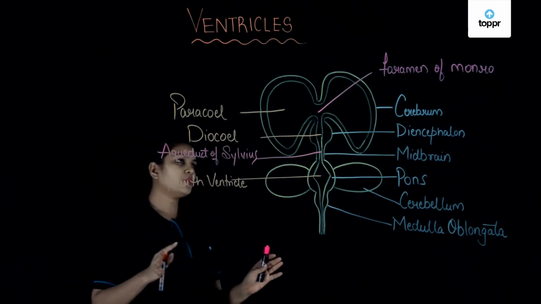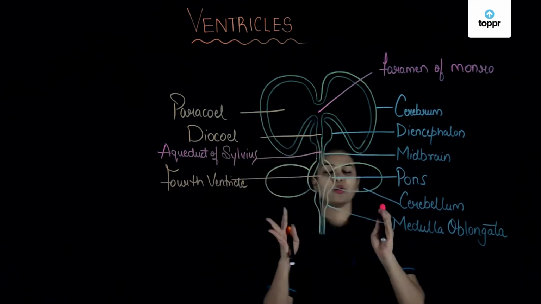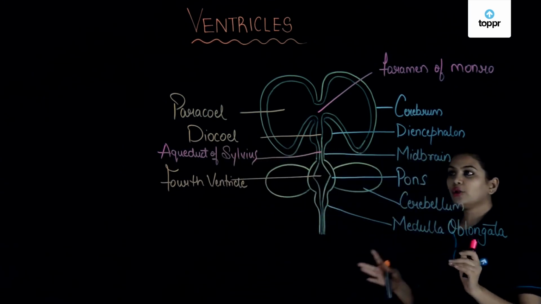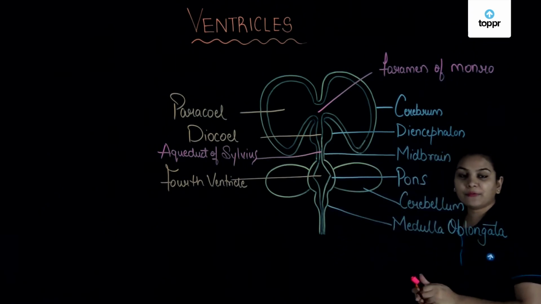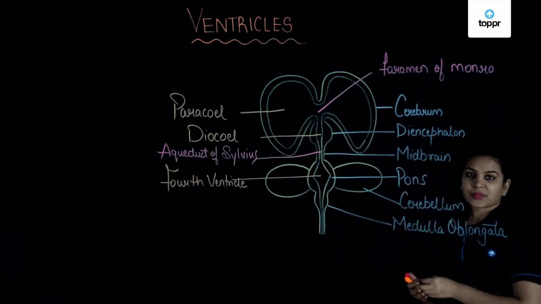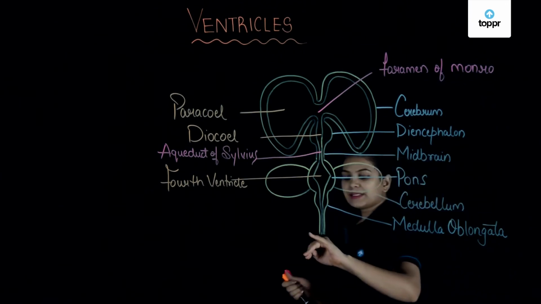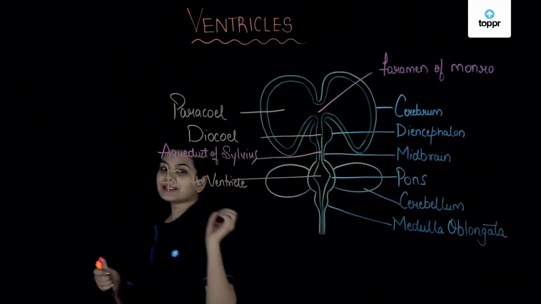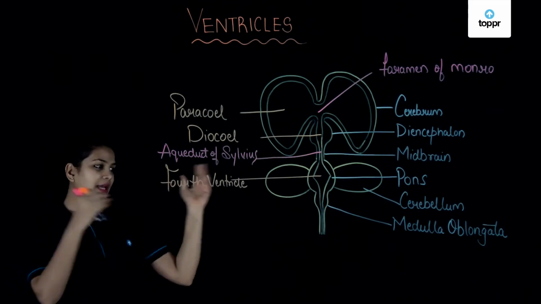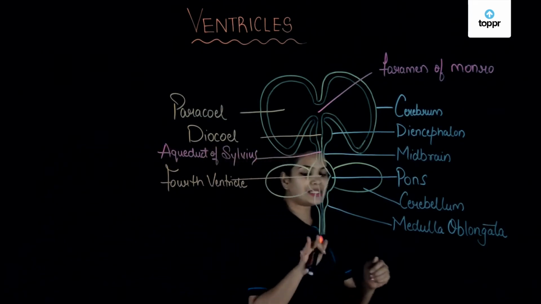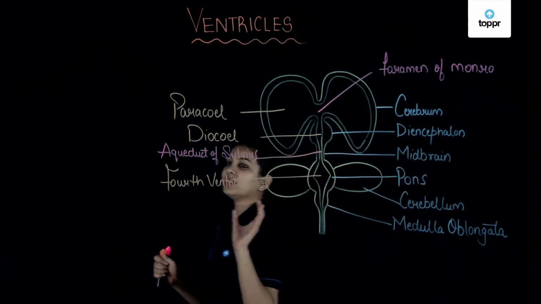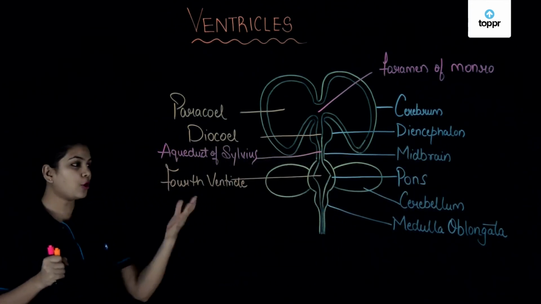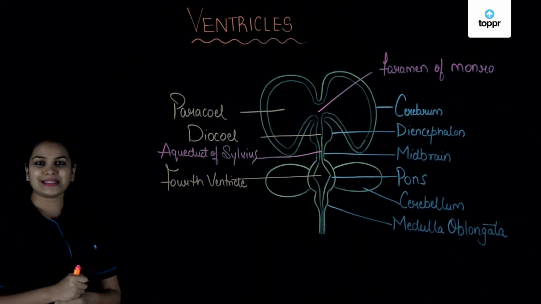So this was about the ventricles, and how we can see that the brain is hollow inside and entirely filled by the fluid called CSF. Like I told you, the metacele has a few foramen. The CSF enters the arachnoid space with the help of these foramen only. So this was about the ventricles, wherein we have seen that these are the hollow spaces which are filled by CSF.